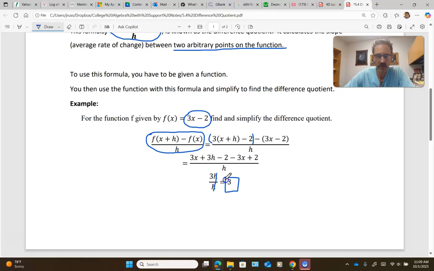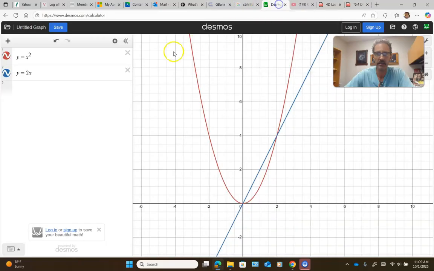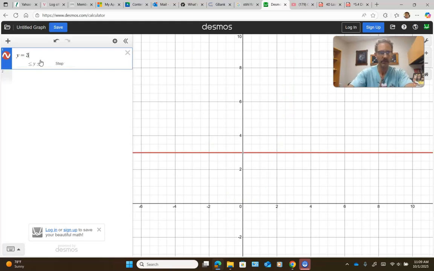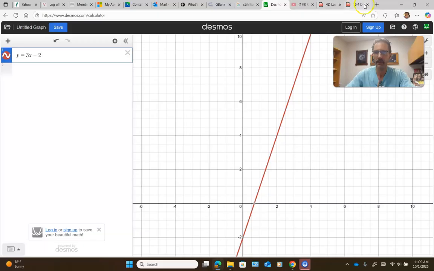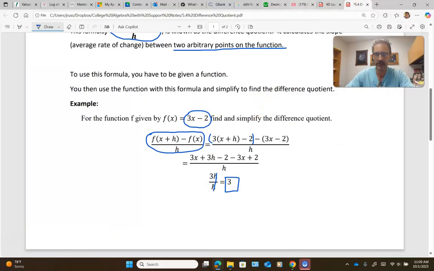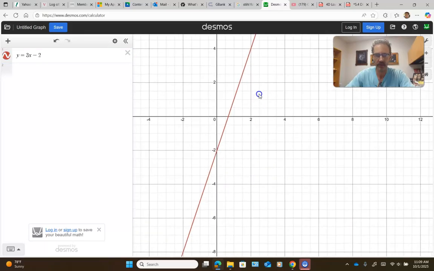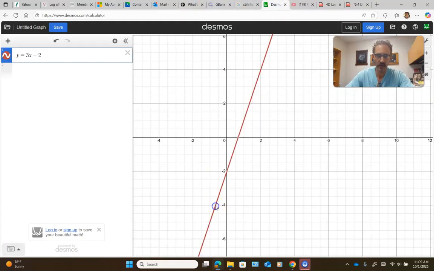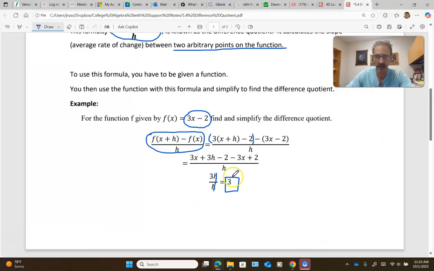So what does 3 mean? Well, let's graph this function. Let's do it in Desmos. I'll clear those other two that I did real quick. It was 3x minus 2, I believe. Yeah, 3x minus 2. So this is what the function looks like. And what the difference quotient tells us is that if I choose any two arbitrary points on this function, the line between those two points will have a slope of 3. That's what this is telling me right here. And it'll always be 3.